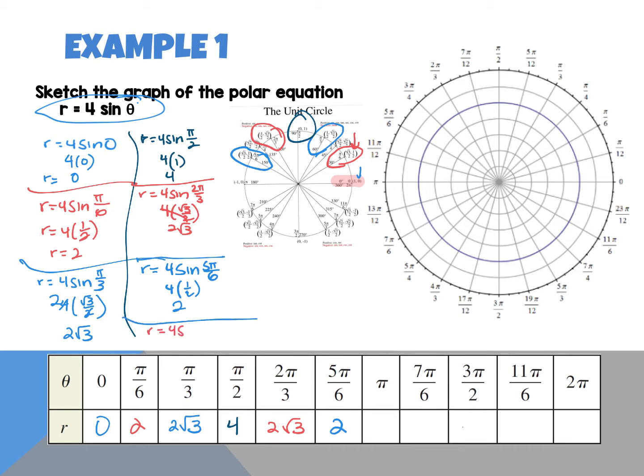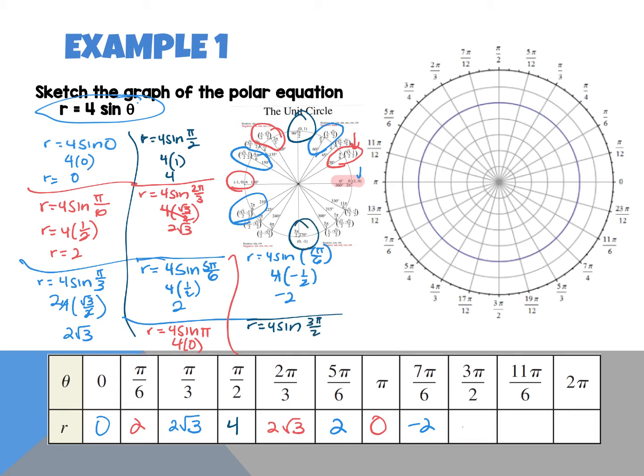I go 4 sine of pi, and that y is 0. I go 4 sine 7 pi over 6. 7 pi over 6 is here. Sine is negative 1/2, so I get negative 2. 3 pi over 2, sine there is negative 1. Almost done. 11 pi over 6, which is here.